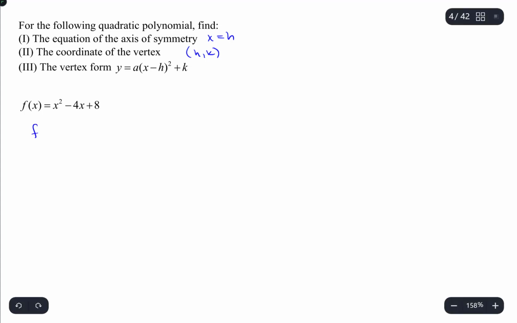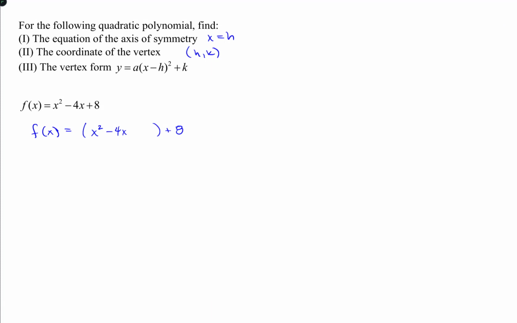One method is to use completing the square. In order for that to work, we separate the terms with x's in the quadratic away from the constant. Then to complete the square, remember the process is to take whatever value is multiplying x, divide it by 2. So negative 4 over 2 is negative 2, and then we square it. So negative 2 squared is positive 4.